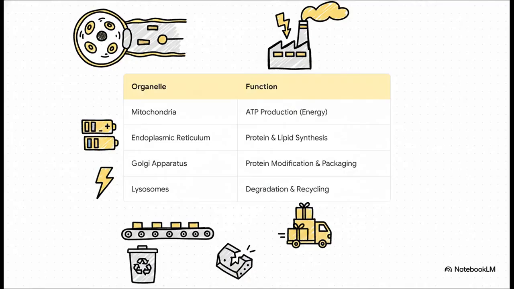But it's not just about the nucleus. Eukaryotes went all in on compartmentalization. They have all these specialized rooms, or organelles. It's like a factory. You've got mitochondria acting as the power plants, the endoplasmic reticulum is the main assembly line, the Golgi apparatus is like the shipping department packing things up, and the lysosomes, they're the cleanup and recycling crew. Every room has a very specific job.